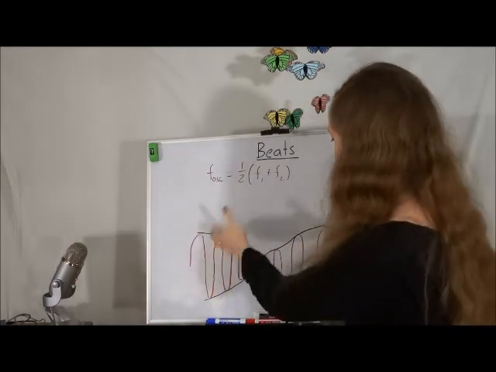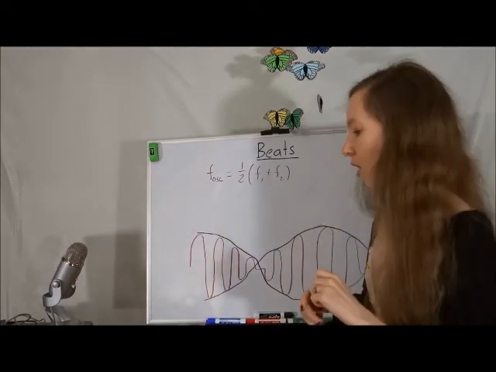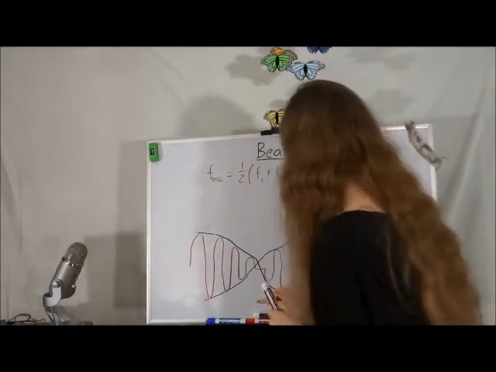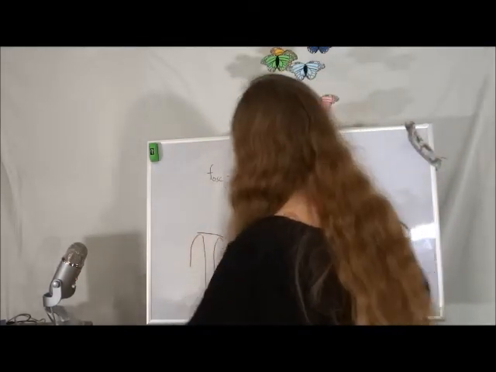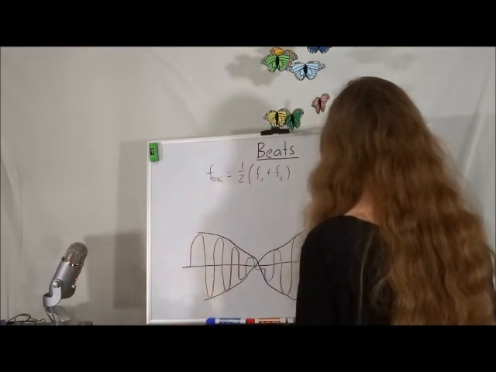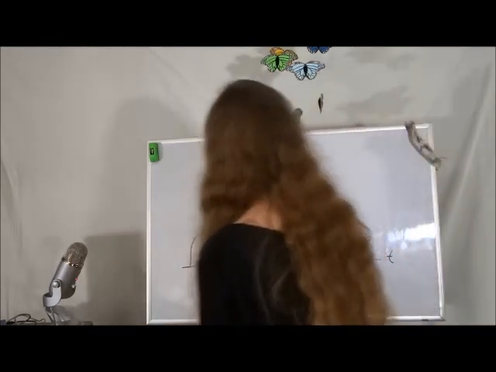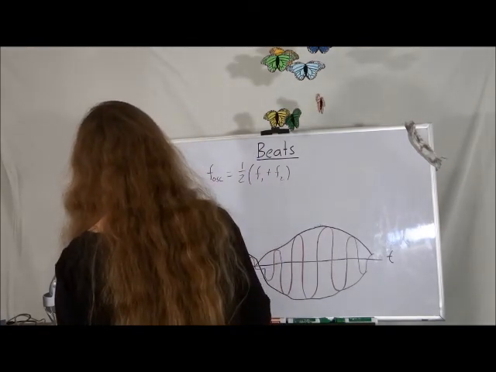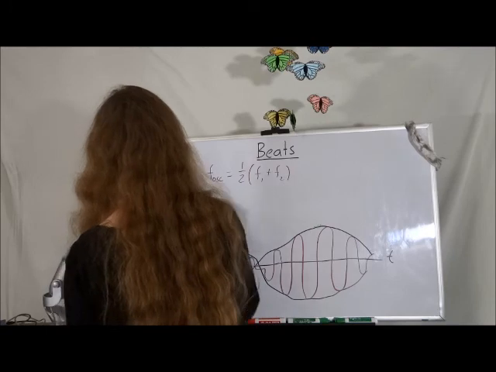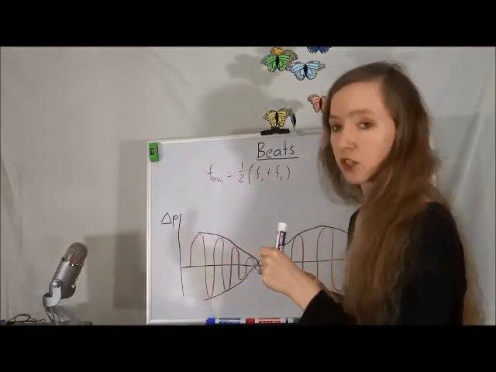So the frequency is how many cycles you go through in a certain amount of time. So if we were to draw coordinate axes on here, this would be time in seconds. And this would be, if it's sound waves, our amplitude is related to our pressure, so the change in pressure.